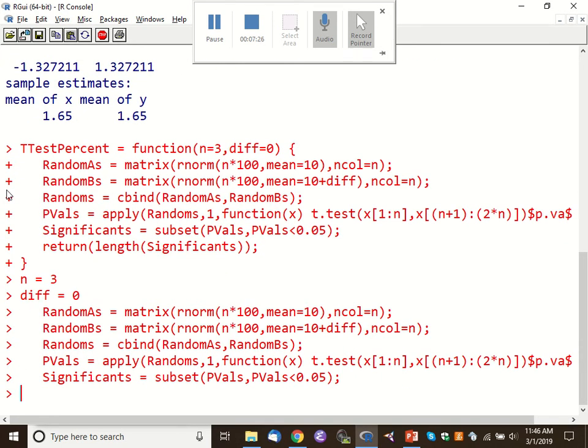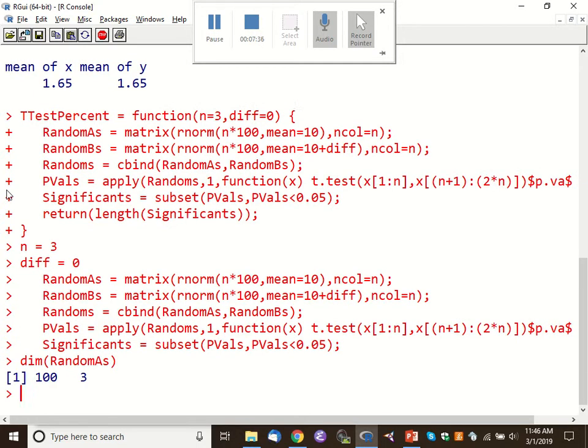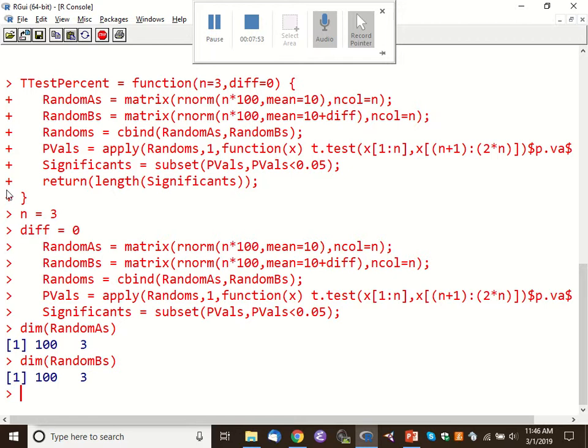All right. So we are putting together these matrices of numbers. Let's look at what those look like. Random A's, I have 100 rows of them and 3 columns of them, because we're going to do 100 different t-tests, 100 sets of A's versus 100 sets of B's. All right, and we see that we have the same size for the random B's, 100 by 3.